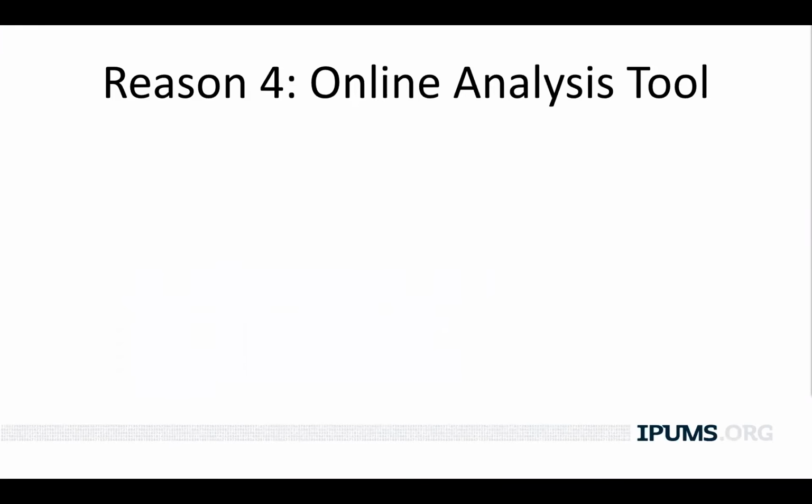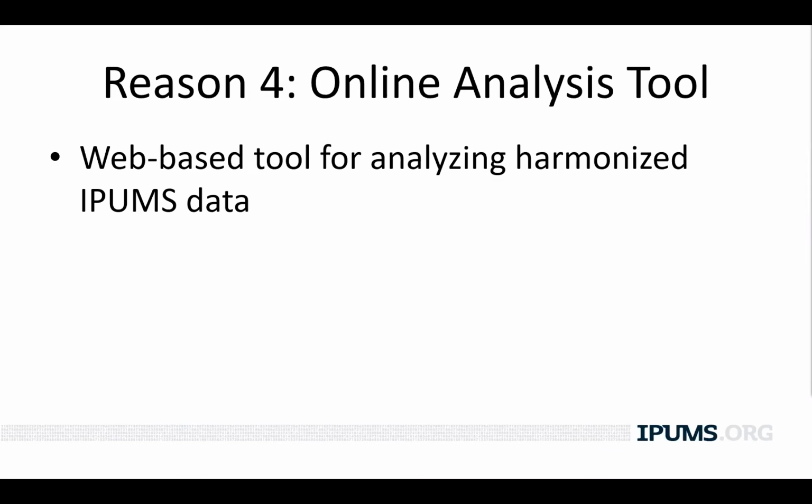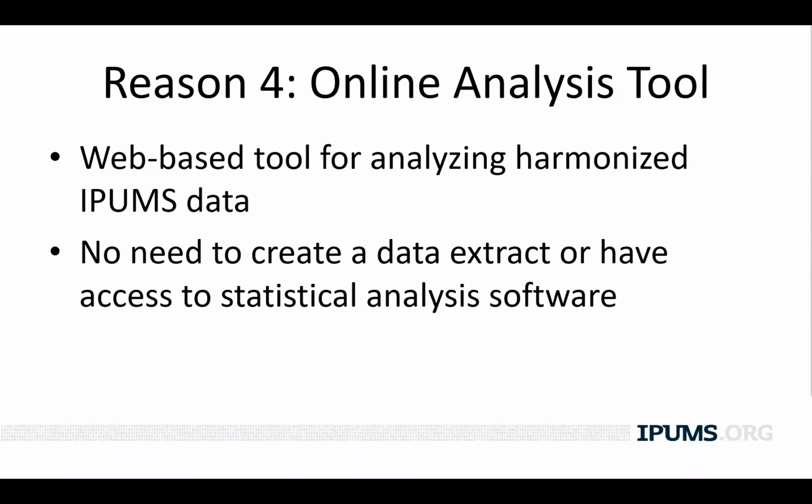The fourth reason is the online analysis tool. We use UC Berkeley's survey documentation and analysis tool. I'll share a link to a brief video tutorial and a page where you can find sample exercises for navigating the tool in an email following the webinar. We won't have time to go into this today, but it's a web-based tool for analyzing harmonized IPUMS data. You don't have to create a data extract or have access to statistical analysis software to use this. And you can actually export your results to a CSV.